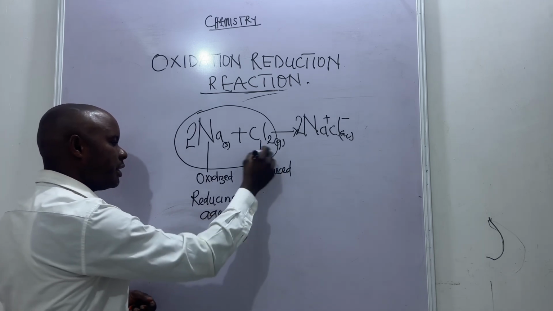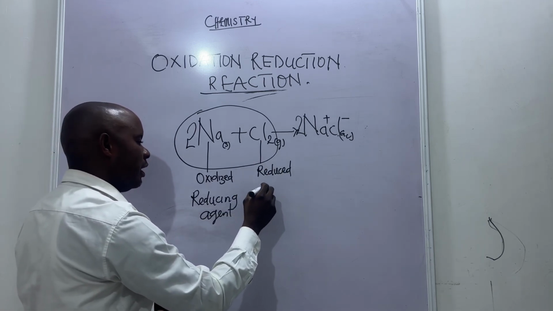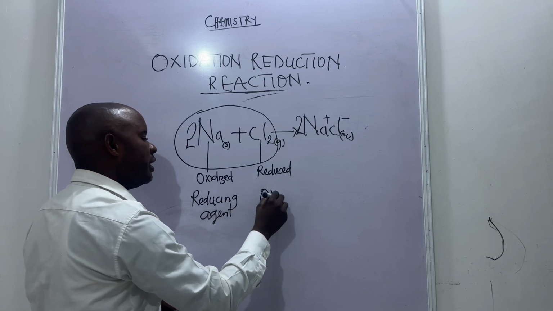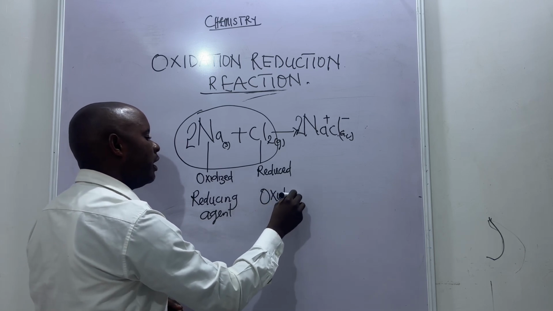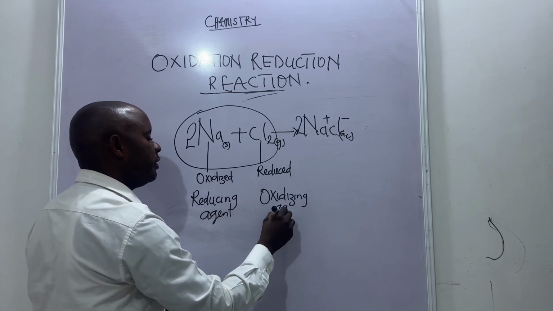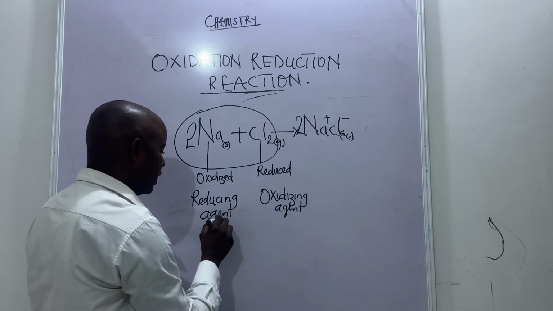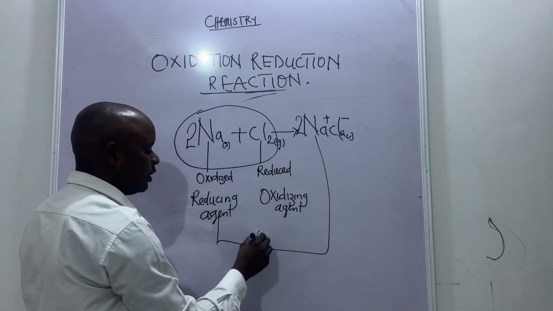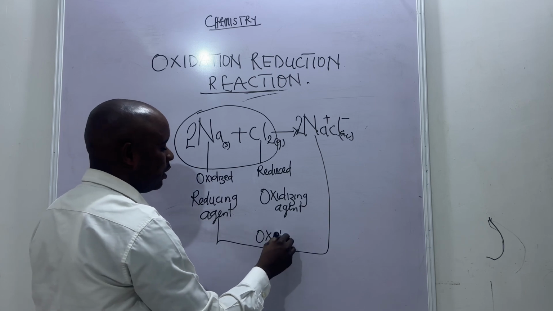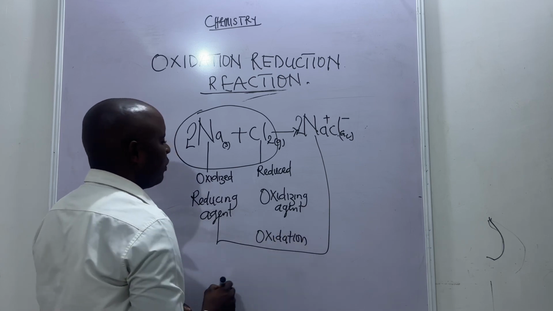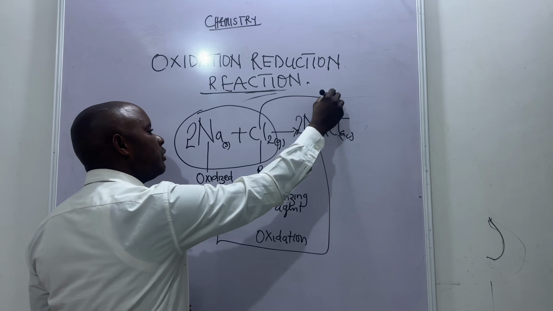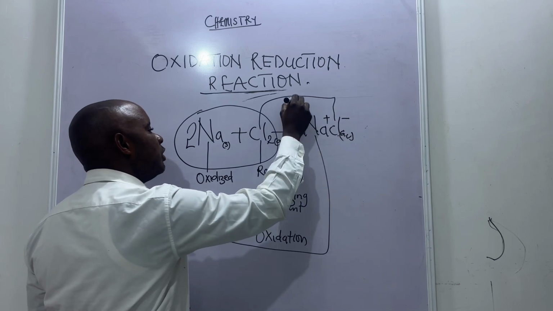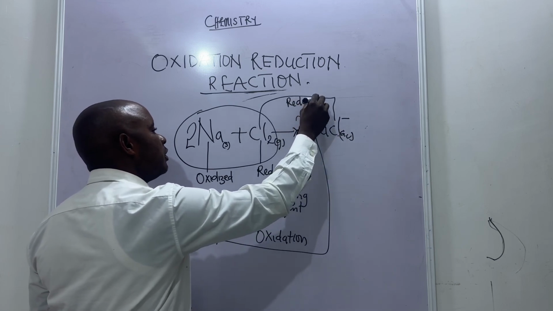Why this aspect that got reduced is known as the oxidizing agent. We said this part that moved from here to this is known as oxidation reaction. Why this that moved to this is what is known as reduction reaction.